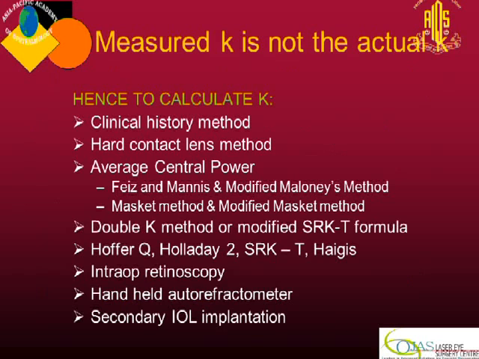Hence, measurement of the K is not the actual K, and so to calculate the K we have different methods, the most common being the clinical history method, then the hard contact lens method, the average central power, the Feiz-Mannis and modified Maloney's method, the Masket method, and the double K method. So we will just find out the advantages of each of them and how useful they are in our day-to-day practice.